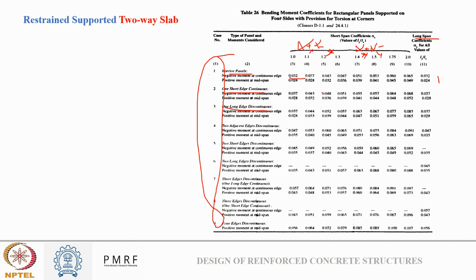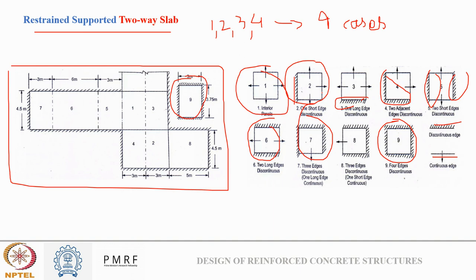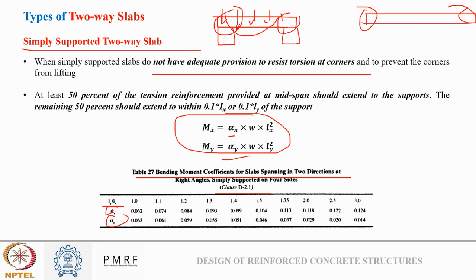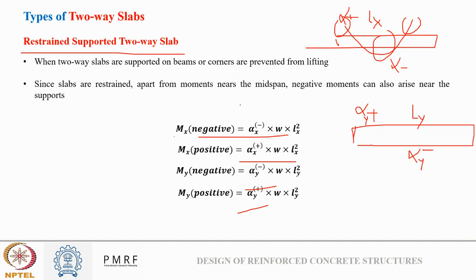Sir, which one is good, restrained or unrestrained? There is nothing about good and bad. It is about what is required from us. We can't say restrained is good or restrained is bad, but generally, from the discussion we had, an unrestrained slab can't resist torsion at the corner. That torsion can become an issue if the load is high. So we can say a restrained slab is better than an unrestrained slab. Okay, sir. Thank you, sir.